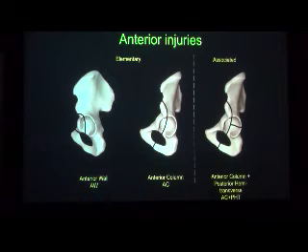So what are the characteristics of anterior column posterior hemitransverse? The fracture line crosses anterior and posterior column. Do you know what I mean by constant fragment? Constant fragment in calcaneus fractures.